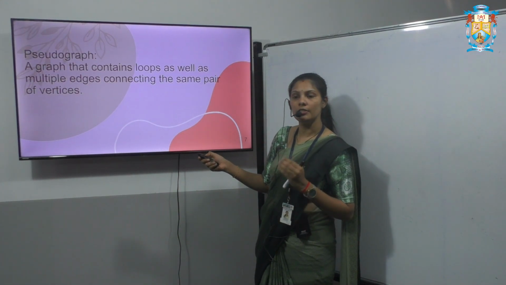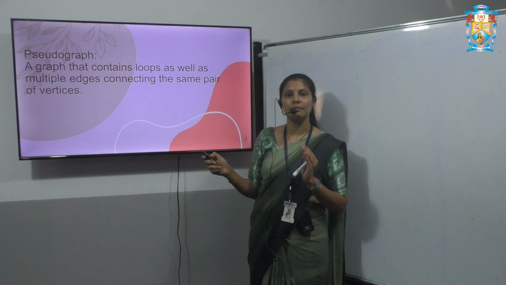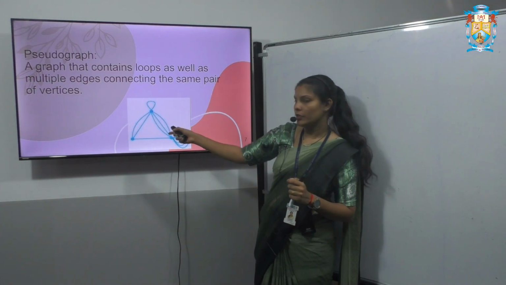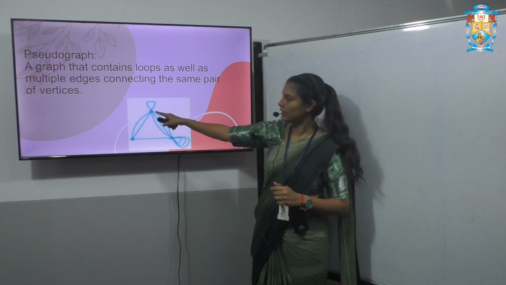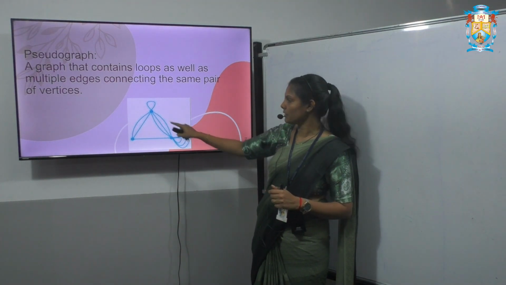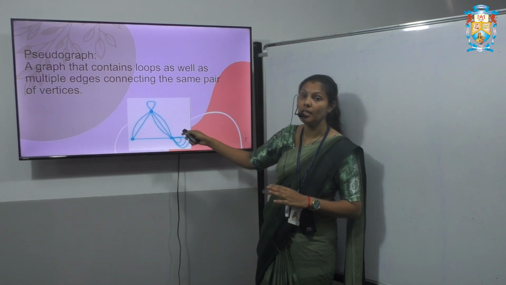The next is a pseudograph. A pseudograph contains loops as well as multiple edges connecting the same pair of vertices. In this graph you can observe there are 3 vertices, and for each vertex there are loops, here 3 loops and here 1 loop, and multiple edges are connected. That's why it is known as a pseudograph.